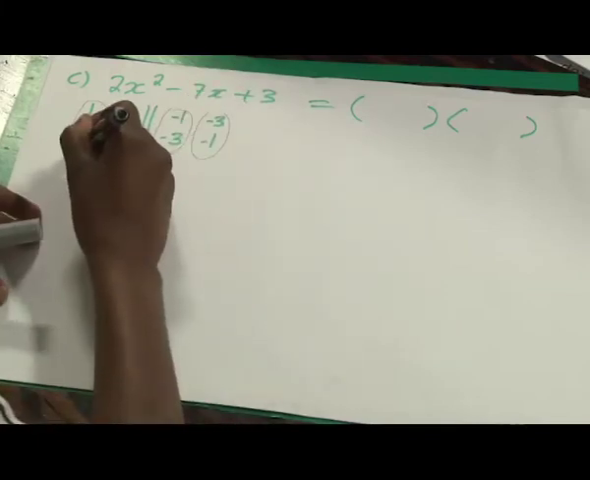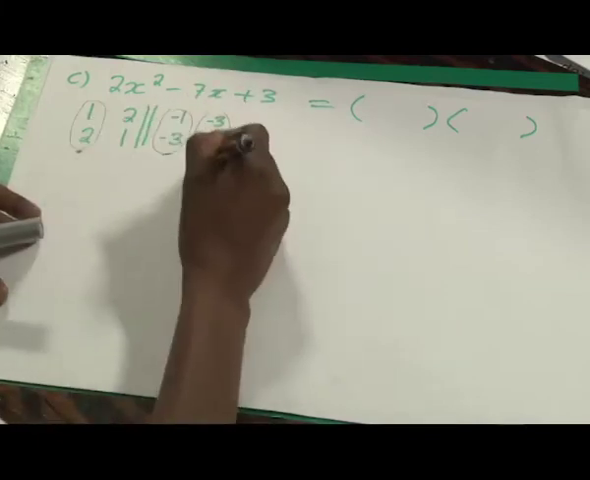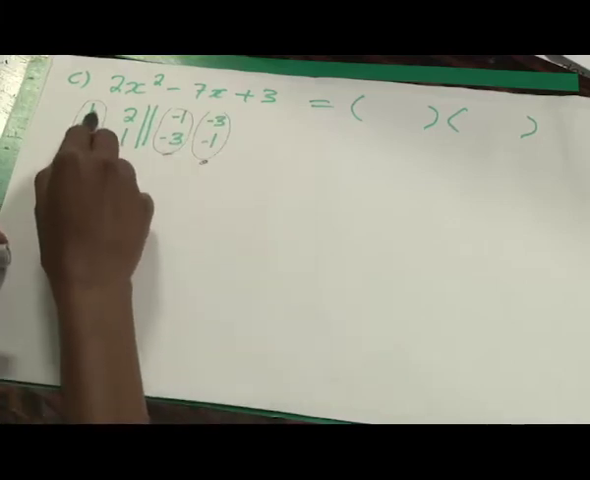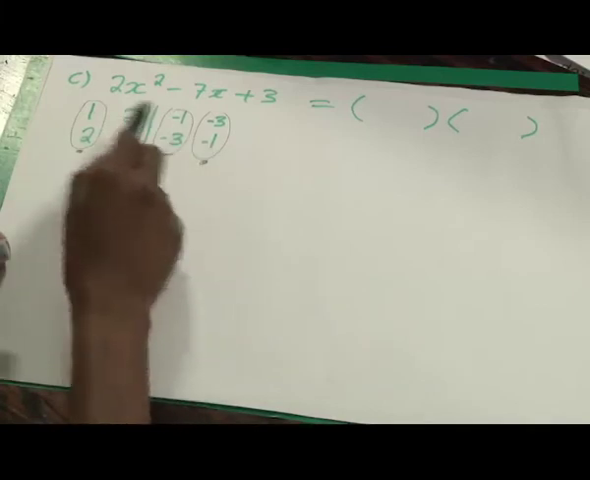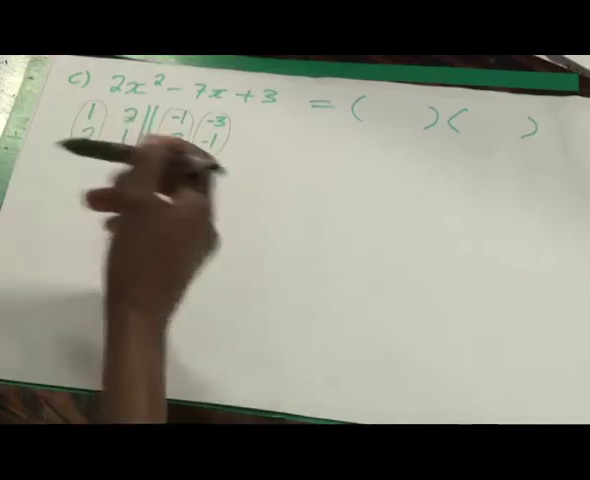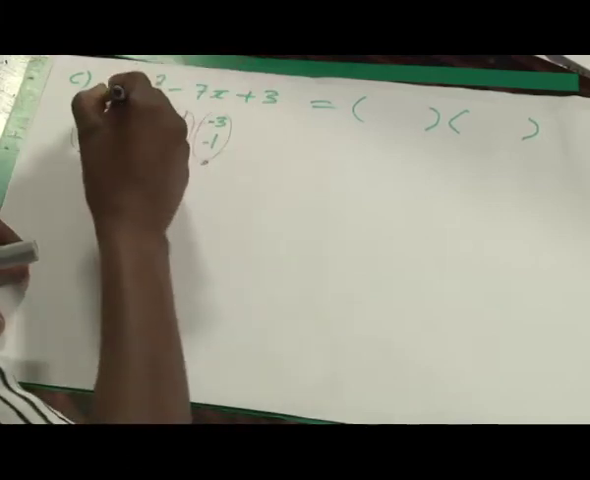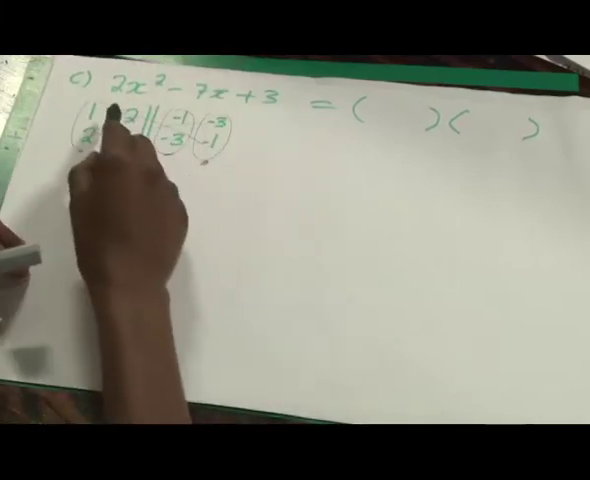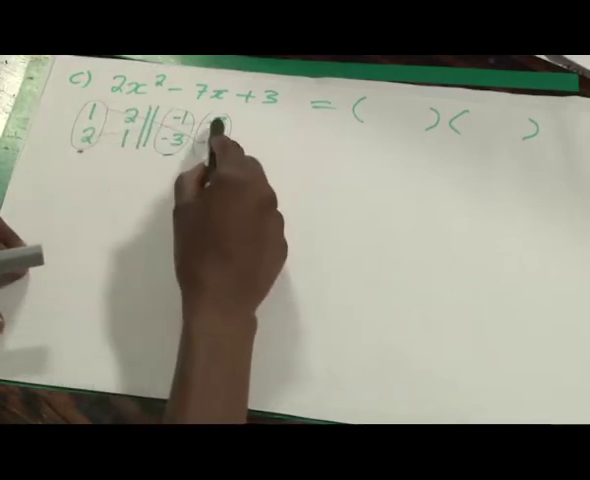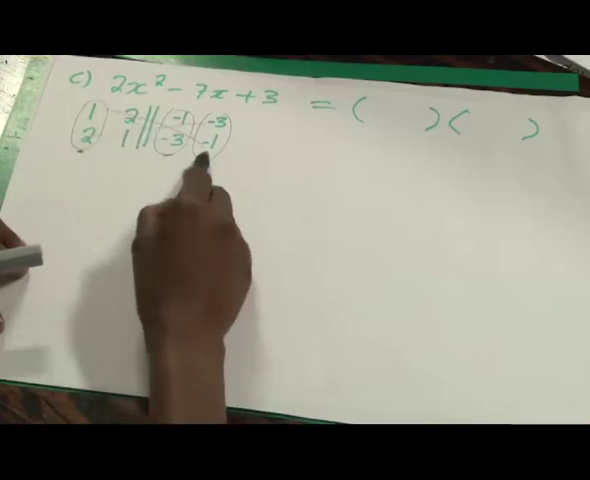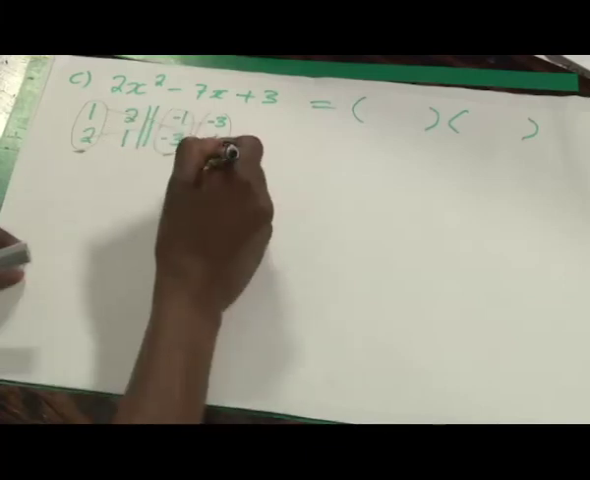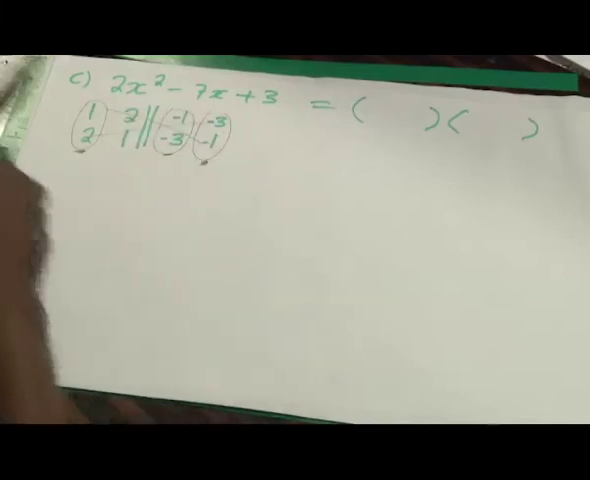Now we are trying out this combination and this combination. That is 1 times negative 1, so this is negative 1 and this is negative 6. If you cross multiply here, that is negative 1 and negative 6. You add negative 6 and negative 1, you get negative 7. Therefore, this is the right combination.